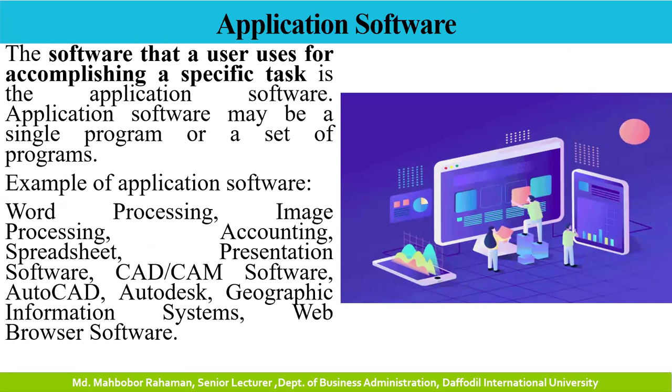Application software is what a user uses for accomplishing a specific task. Application software may be a single program or a set of programs. For example, word processing is a single program, or image processing is a set of programs. So application software may be a specific software or a specific set of programs or a single program.